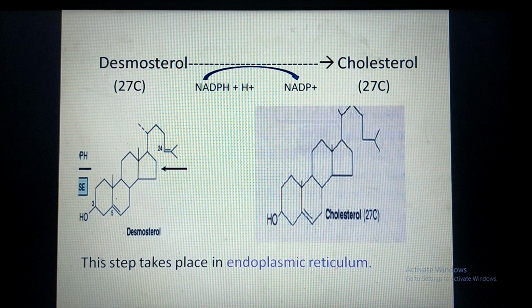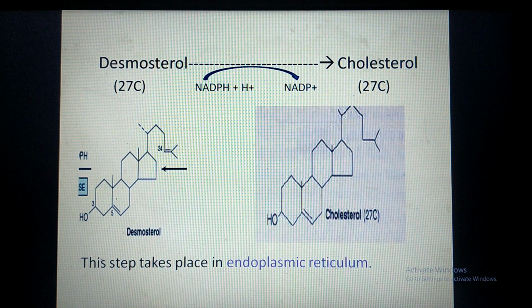In the last step, the double bond present between the 24th and 25th carbon atom of desmosterol gets saturated with the help of reducing equivalent supplied by NADPH, and 27 carbon cholesterol is formed. This step also takes place in the endoplasmic reticulum. So in this way cholesterol biosynthesis occurs in the body.